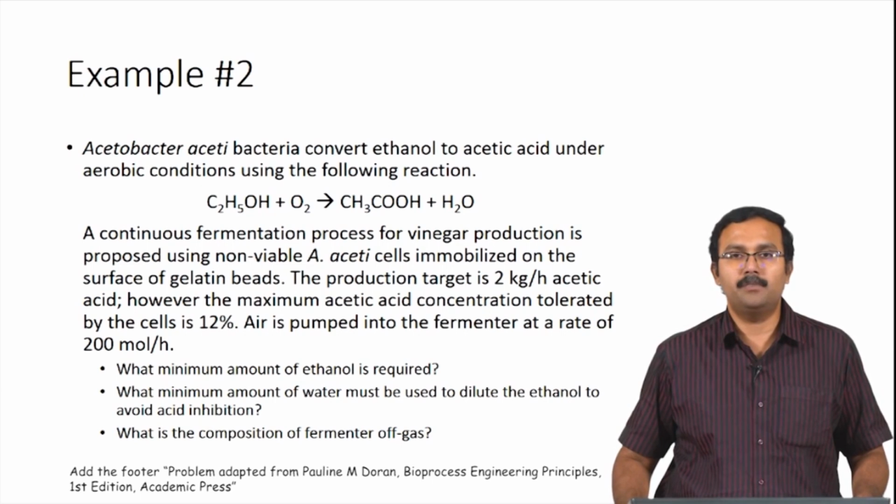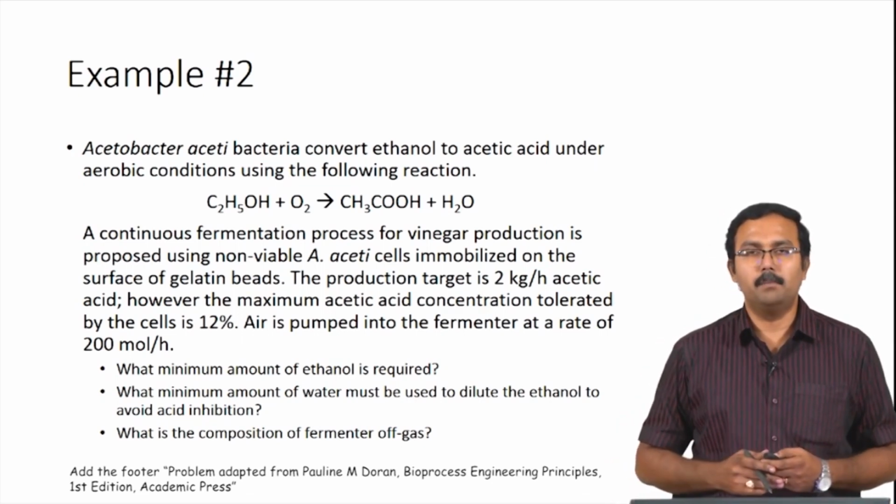Air is pumped into the fermenter at a rate of 200 moles per hour. You are expected to calculate the minimum amount of ethanol that is required, minimum amount of water that must be used to dilute the ethanol to avoid acid inhibition, and the composition of fermenter off gas. Let us look at solving this problem.